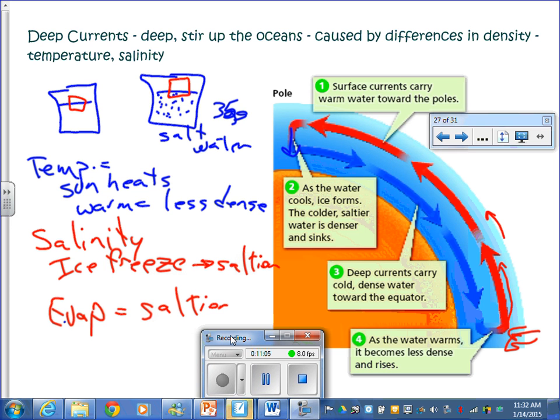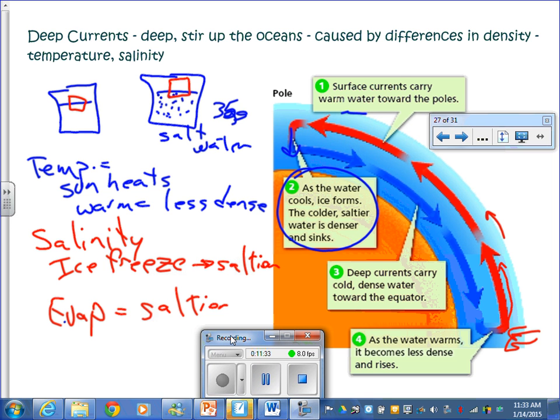But what's going to happen here is the surface currents have carried the water towards the poles, where it's colder, and as the water cools, ice forms and makes the water even more salty. And so this gets dense, and then this sinks. All this is creating these global deep currents. Now, this does a couple of things. One of the very interesting things is it keeps the water in our oceans constantly circulating.